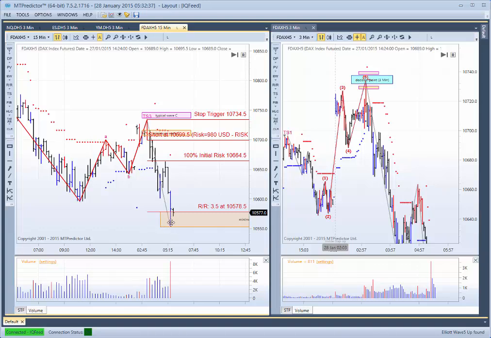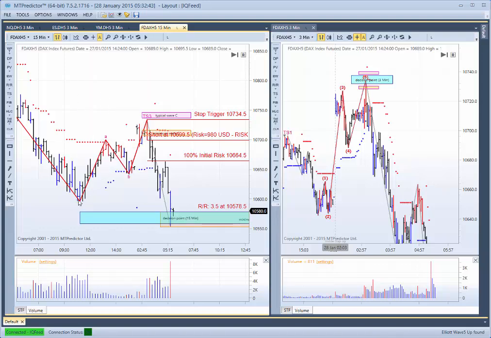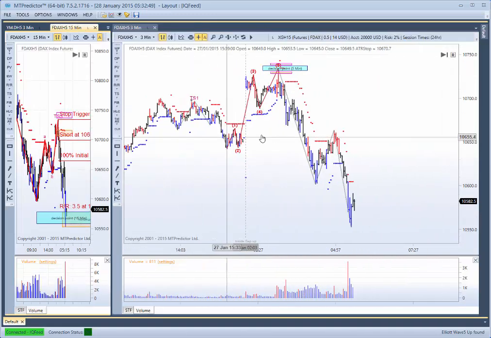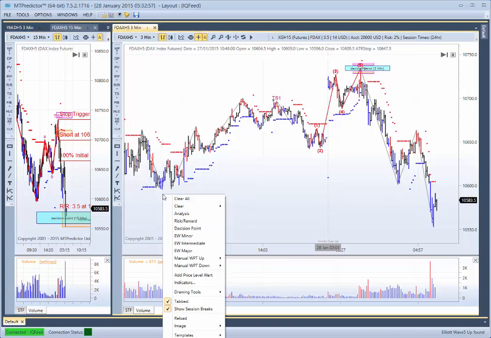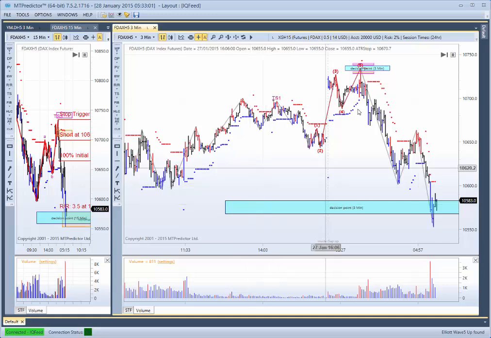So that would have been basically a trade off pretty much the DP off that prior low there. So what that means is, on the 3-minute chart, if I reset the scale here and go back to this pivot low, which was the low of the previous day, this would be the same low as we had on our 15-minute chart. So this would be a decision point target for your particular trade on the 3-minute chart.